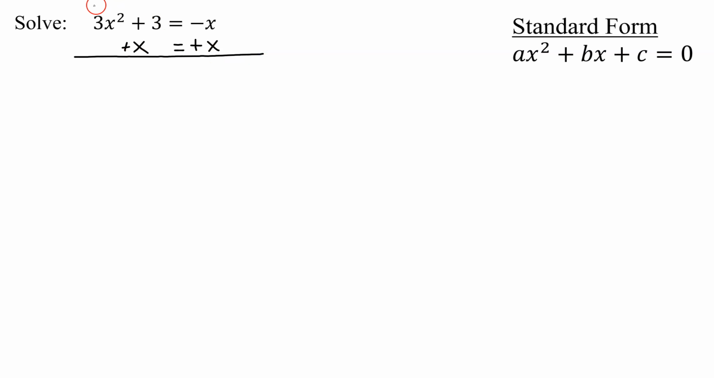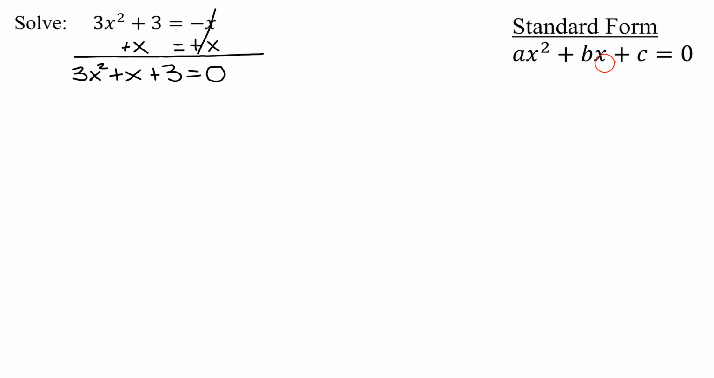And if you look on the left-hand side, I have 3 terms. They are all unlike terms. I can't combine them. So I'm going to write them in descending order. That means I'm going to write 3x squared first, then comes my plus x, finally my plus 3, equals negative x plus x gives me my 0 on the other side. So now I have my equation in standard form.